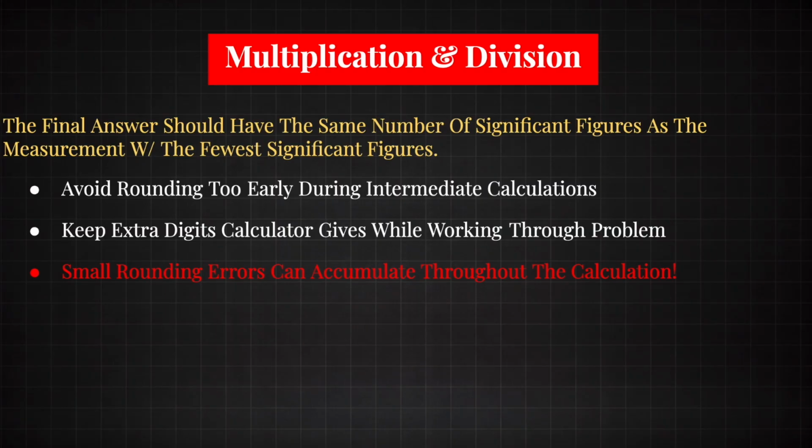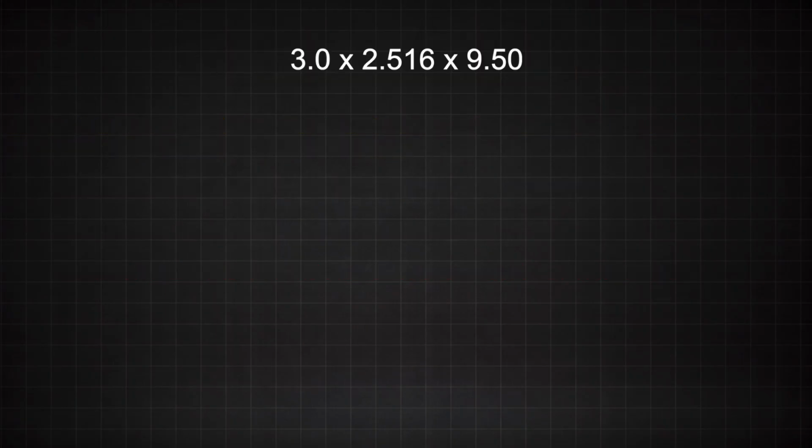Let me give you an example. Consider the following. Pause the video and give it a try. Let's go ahead and ignore the fact that we can input these numbers into a calculator all at once. We start with 3.0 times 2.516. This gives us 7.548. We'll keep all those digits because we're not done with the calculation. We multiply 7.548 times 9.50. Doing so, we get 71.706.